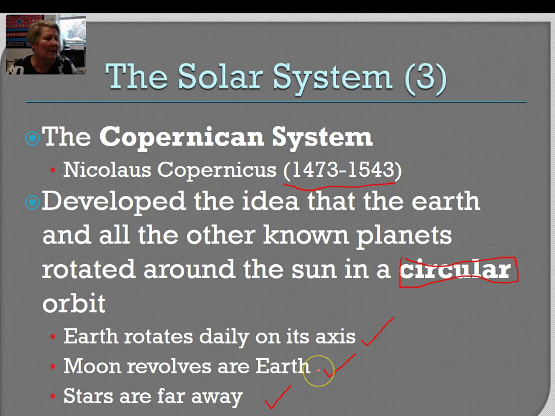He only had one thing wrong with his system. Pause the video for a moment and see if you can figure out what was wrong with the Copernican system.